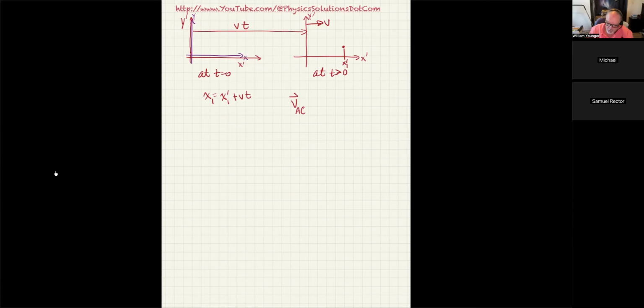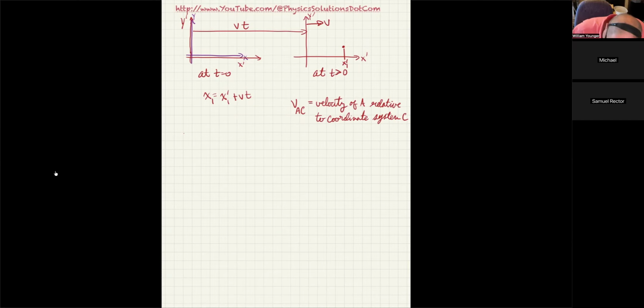Now, I'll first give it to you in one dimension, but I'm going to tell you that it generalizes to three dimensions. The velocity of A as seen by C, that's the way you write that. When you say V sub AC, it's the velocity of A relative to C.